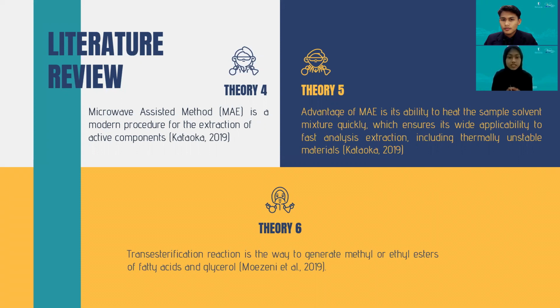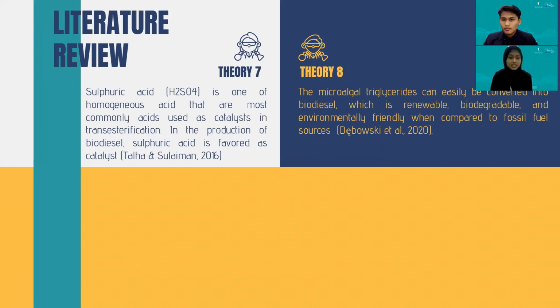According to Mozani 2019, transesterification produces methyl or ethyl ester of fatty acid and glycerol. Lastly, according to Talha and Sulaiman 2016, a common homogeneous acid used as a catalyst in transesterification is sulfuric acid, or H2SO4. Sulfuric acid is preferred as a catalyst in biodiesel production. Liboski et al. 2020 stated that, comparatively to fossil fuel, microalgae triglycerides are easily transformed into biodiesel.